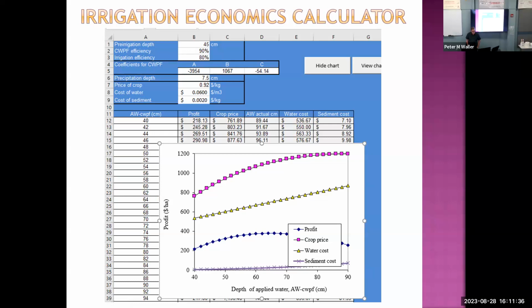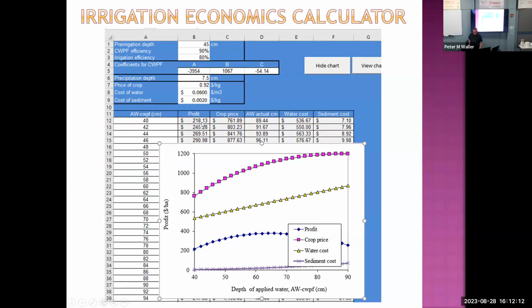Okay, so I made a spreadsheet that calculates profit based on yield, water cost, and sediment cost. We'll talk about sediment cost in a little bit. Go ahead and download that from your D2L site now, because you're going to use it. Your water depth is in column A. So this is evaluating, let's say I applied 40 centimeters. What would be my profit at 40? What would be my profit at 42? So that's on the x-axis here. And then profit is on the y-axis.